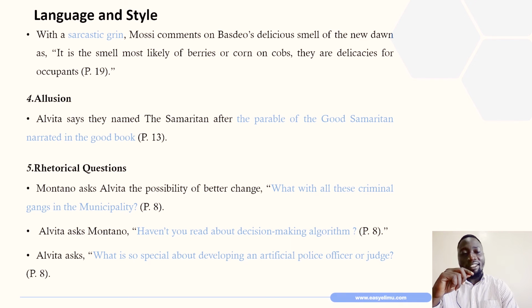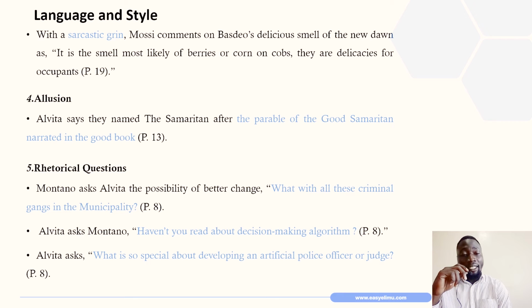So another style that we can also talk about is allusion. Remember, allusion is an indirect reference to something or someone. So Alvita says they named the Samaritan after the parable of the Good Samaritan narrated in the Good Book. So this now brings us to biblical allusion, that is drawing some reference from the Bible, to help explain better what the Samaritan app does and what it is all about.